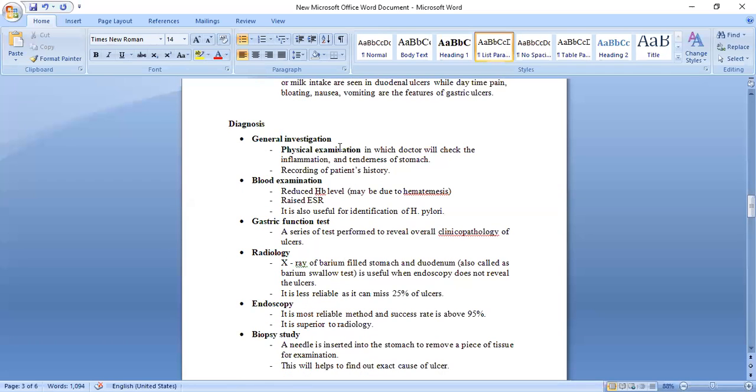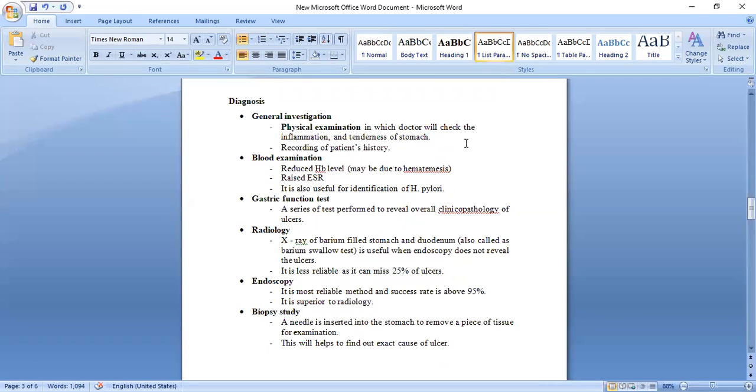Which type of diagnosis do we have to do? General investigation, that is the physical examination, in which the doctor will check the inflammation and tenderness of the stomach and record the patient's history. Next is the blood examination. We will see the reduced HB level, the ESR, and the presence of H pylori in the blood, and according to that the doctor will diagnose which type of disease is there.